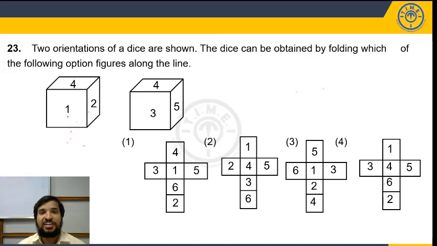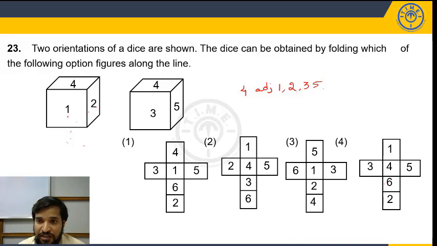Now we see the next question. 2 orientations of a dice are shown. The dice can be obtained by folding which of the following option figures along the line. So I gave 2 different positions of the same dice. If you compare both diagrams, 4 is common in both figures. From the first figure we can say that 1 and 2 are adjacent, and from the second figure, 3 and 5 are adjacent.